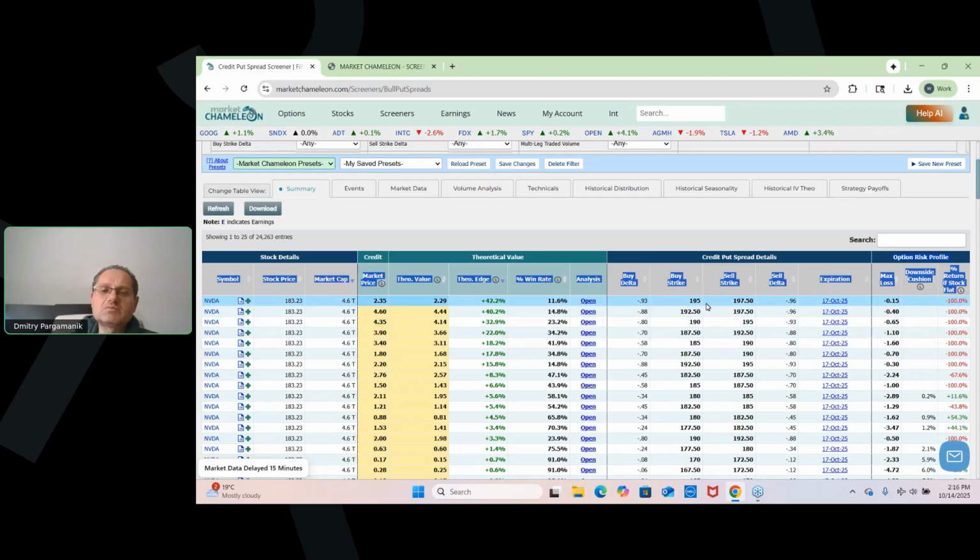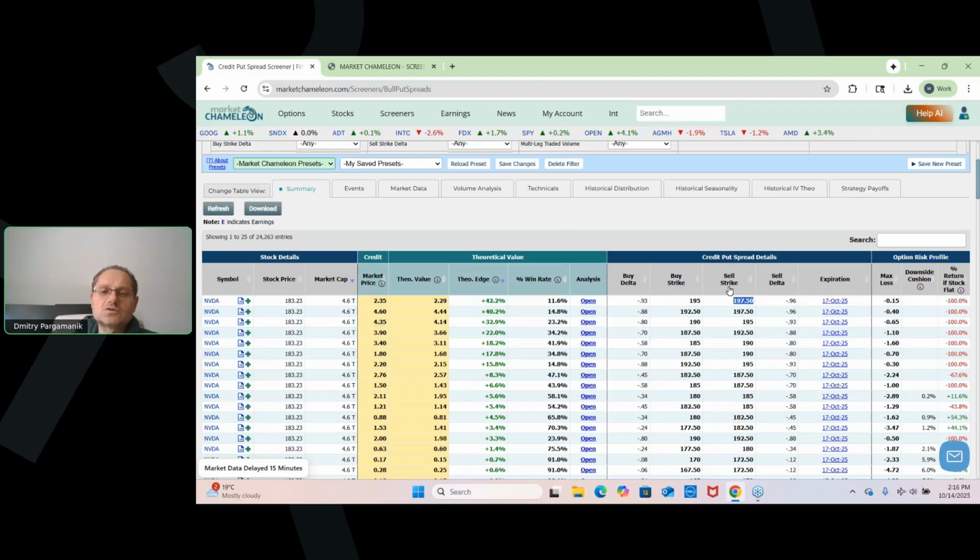We know this is October 17th, and these are the individual strikes. So selling a 197.5 put, buying the 195 put. This one's selling the 197.5 put, buying the 192.5 put. So you can see there are lots of different strike combinations in a put spread. And you're selling one, buying another, right? So you could sell, for example, the 197.5 put and buy the 195, or sell the 197.5 put, buy the 192.5, and so forth. So lots of different combinations in these different put spreads.